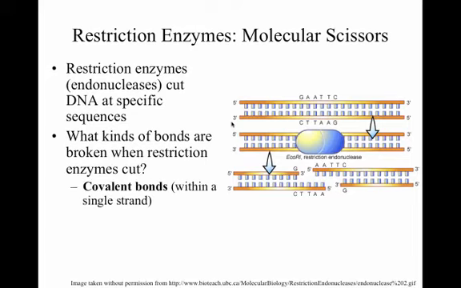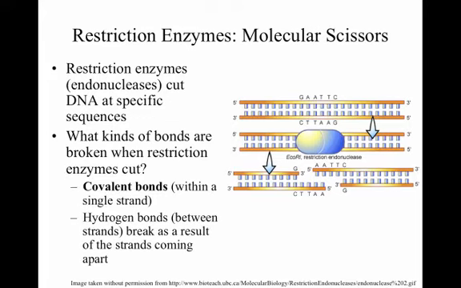The types of bonds that are broken when a restriction enzyme cuts are actually covalent bonds within that single strand of DNA. See, right here, we're actually going to break that covalent bond. Now, a lot of you may have said hydrogen, which is a naturally good answer too. But hydrogen bonds are sort of an indirect result of restriction enzymes acting.